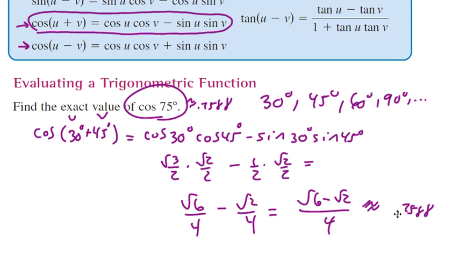So that's a way to check your answer to see if it is correct or not. This 0.2588 is an approximate answer, but this is an exact answer, which is why the problem says find the exact value. Otherwise we could have just put it in our calculator and been done. So you have to follow the steps here to find the exact value.